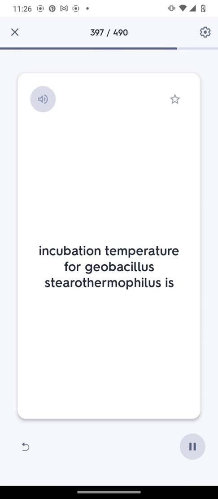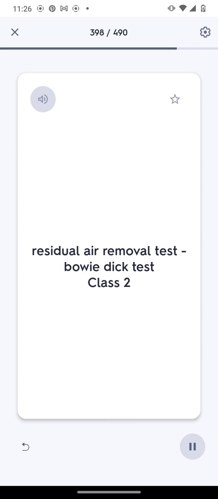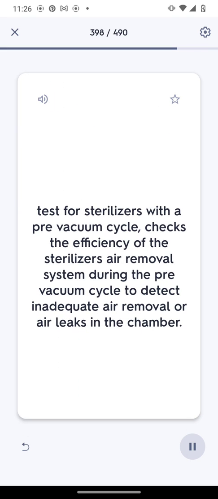Incubation temperature for Geobacillus stearothermophilus is 122 degrees Fahrenheit to 140 degrees Fahrenheit. Residual air removal test, Bowie-Dick test class 2: a test for sterilizers with a pre-vacuum cycle that checks the efficiency of the sterilizer's air removal system during the pre-vacuum cycle to detect inadequate air removal or air leaks in the chamber.